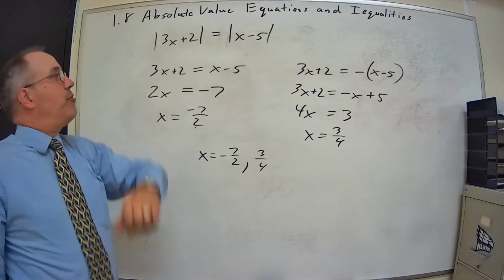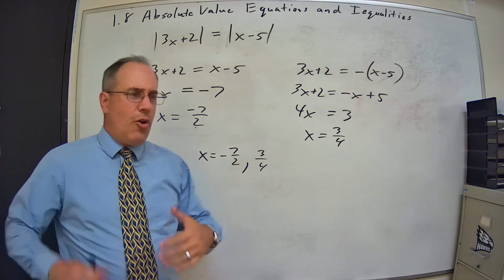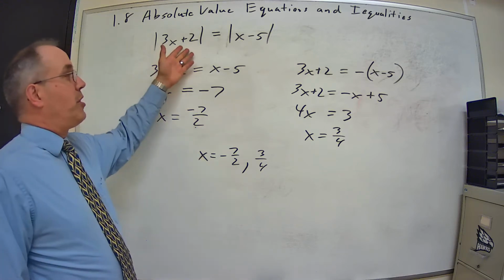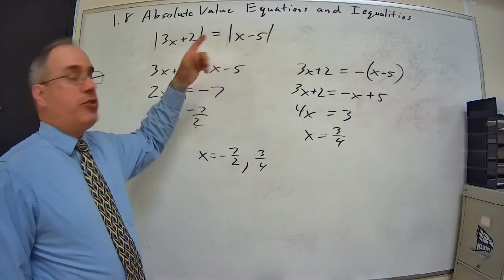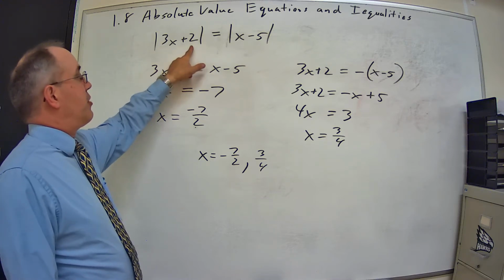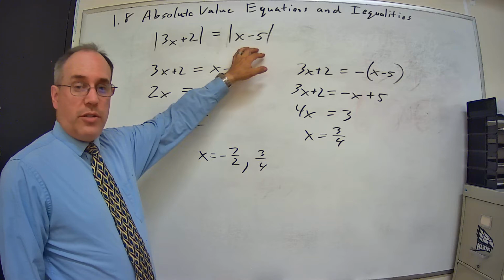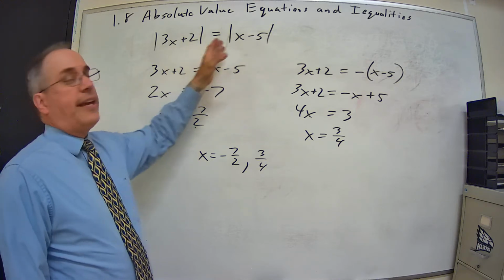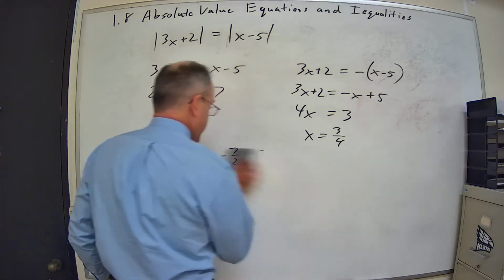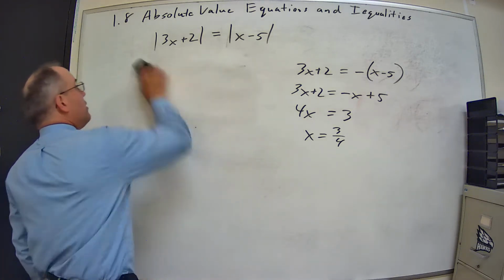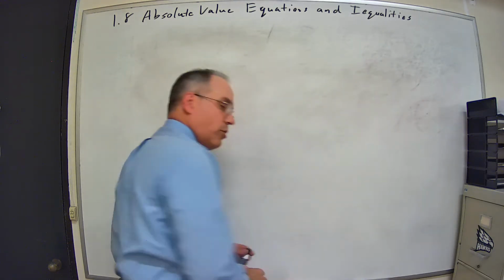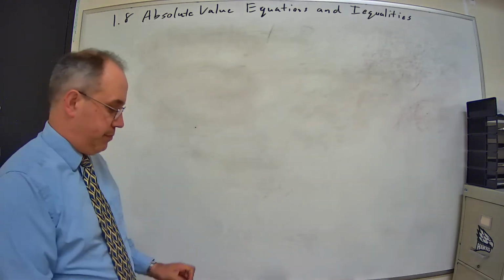So dealing with absolute value equations, really not much different than what we've done in the past. The only thing is you have to realize there are going to be two possibilities. This is either equal to what's on the other side of the equation or the negation of whatever's on the other side of the equation. So let's move on and look at inequalities.